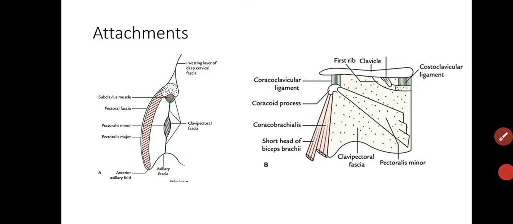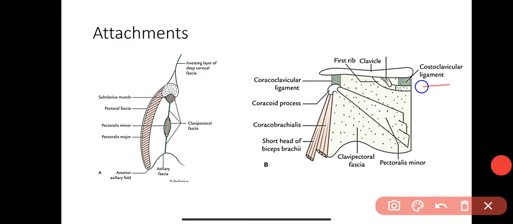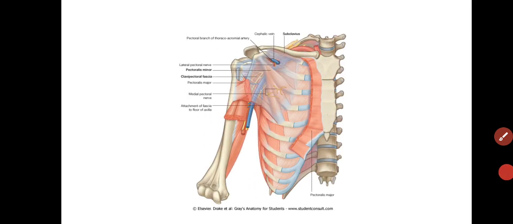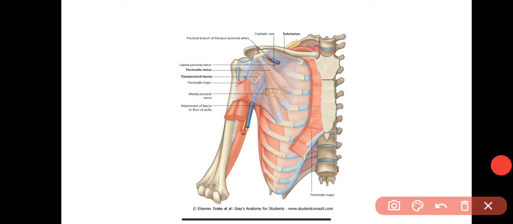Now the medial and lateral attachments. Medially it is attached to the first rib and costoclavicular ligament, and laterally it is attached to the coracoid process and coracoclavicular ligament. So this white structure is the clavipectoral fascia.